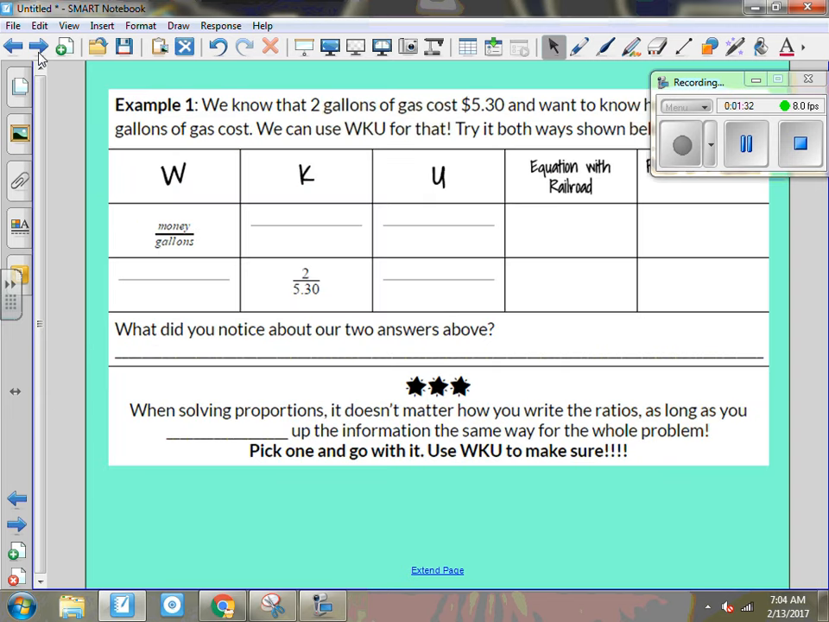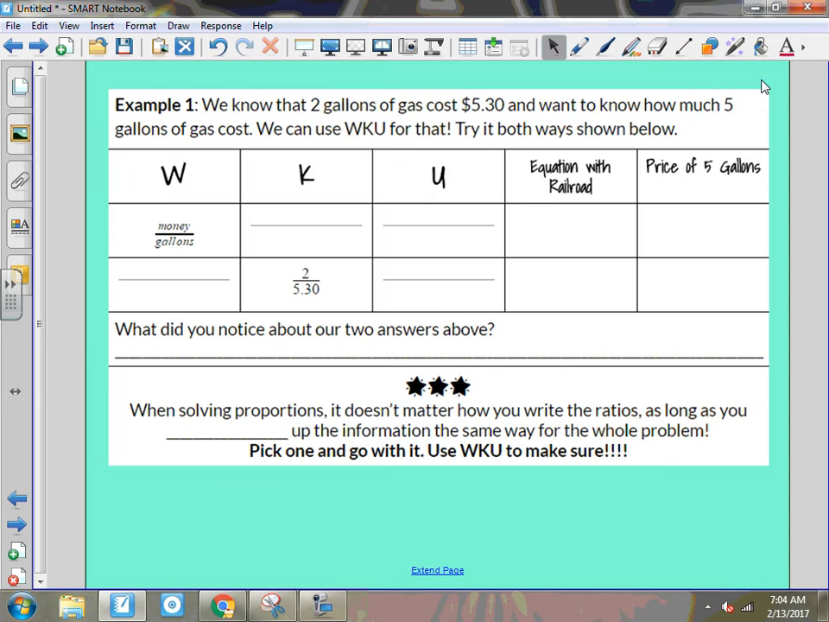So let's look at one example. In example 1, we know that 2 gallons of gas cost $5.30, and we want to know how much 5 gallons of gas are going to cost. So we can use WKU. I'm going to show you one way first, then we're going to look at another way that we can write it. So this first way, I've started writing it out here. I've got the money on top of my ratio, my fraction, and then I've got gallons on the bottom. So now I've got to fill in that information. I've got to go back into my word problem to figure that out.